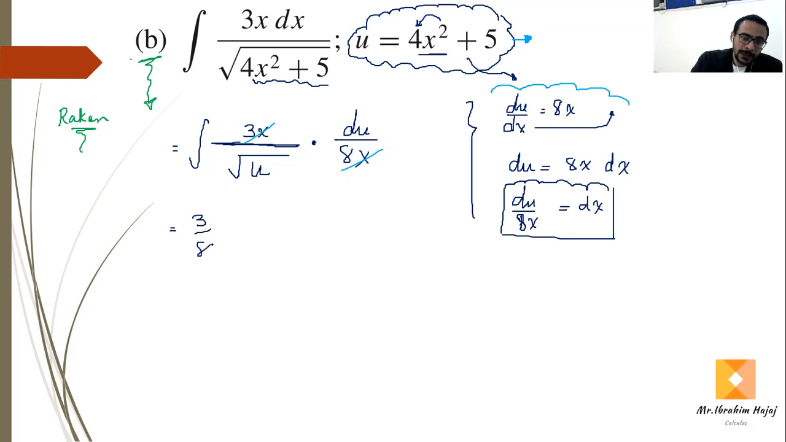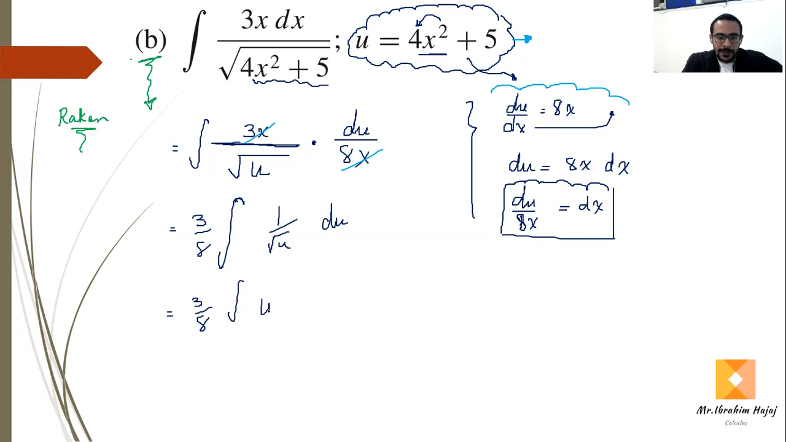I have 3 over 8 as a constant. Leave it outside the integral sign, and now 1 over radical u du. We can write 1 over radical u as u to the power of negative half du. Right or not, guys? I'm solving for myself only. No, Mr., we understand, sure. Okay, I can leave it as homework if you want. Yes, we can do it as homework.